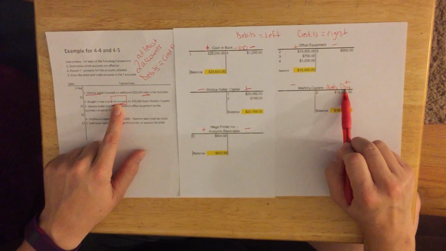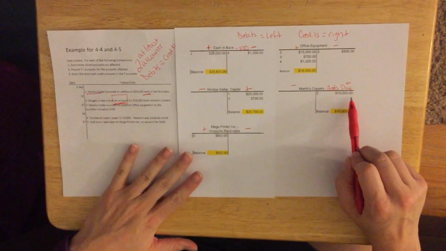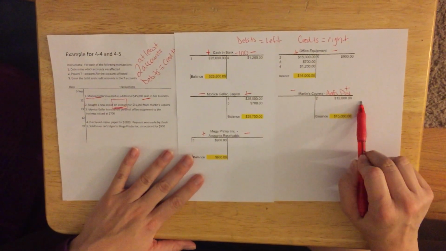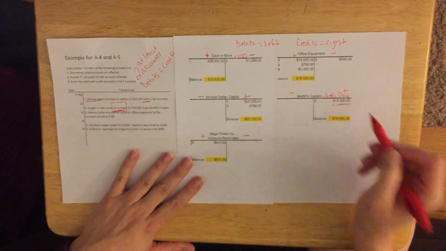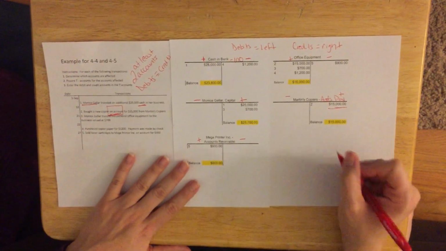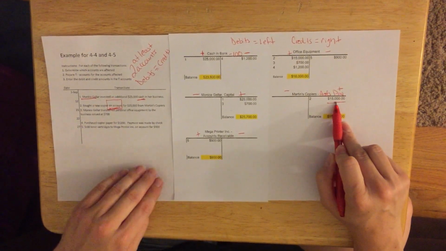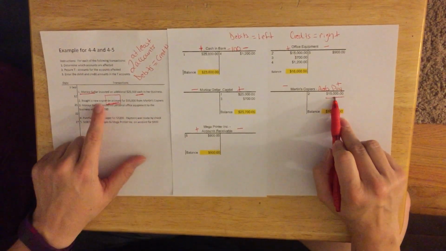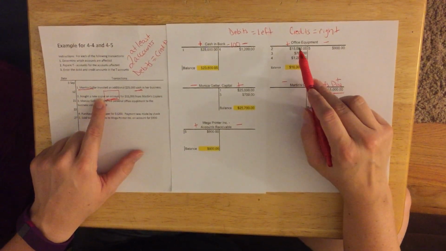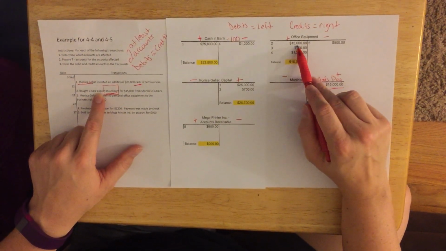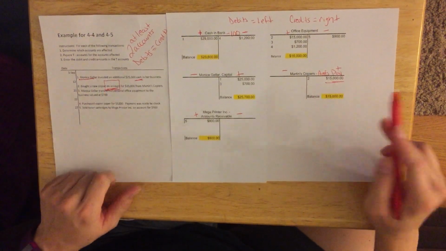Okay, accounts payable is a liability, so it increases on a credit, so we're going to credit $15,000. And remember, every debit must have a credit. So if we have $15,000 credit, we need a $15,000 debit. And since we bought a copier, that's office equipment, so we're increasing office equipment on the debit. Every debit must equal credit.